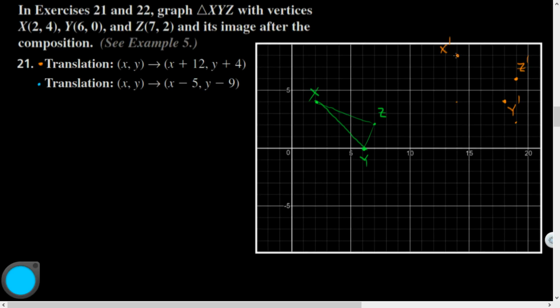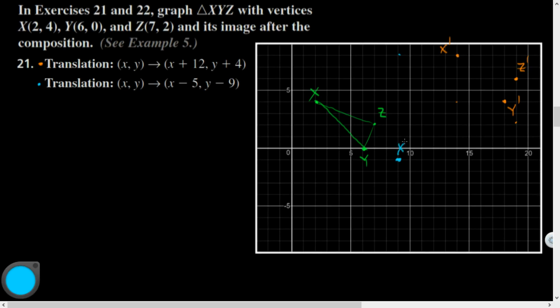From x prime, I'm translating to x double prime. So from here, I'm going now -5 and -9. So -5, 1, 2, 3, 4, 5. And then subtract 9 from, what is this, 8, so that's going to bring me down to -1. So this is going to be x double prime.